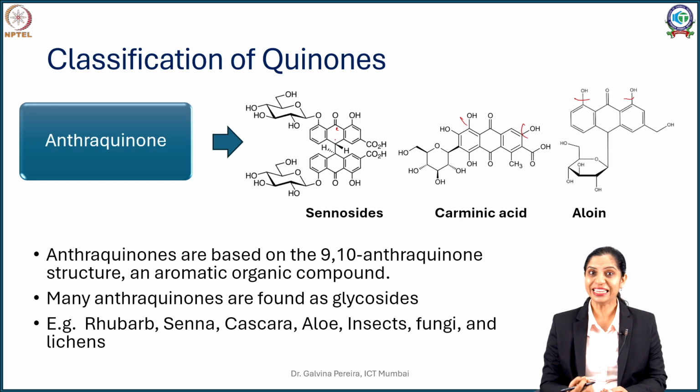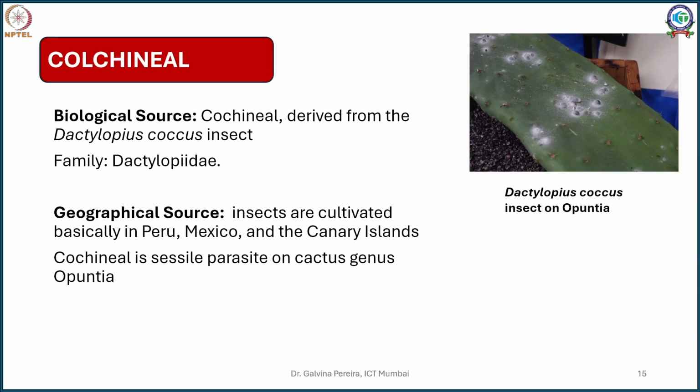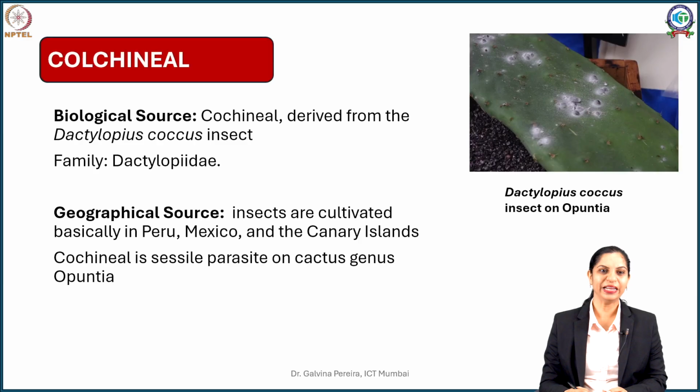They are there in certain insects such as cochineal. They are there in certain fungi. They are also found in certain lichens. In today's session, let's discuss one beautiful insect containing anthraquinone derivative, and that's your cochineal. So cochineal is actually a pigment which is derived from the insect called Dactylopius coccus.